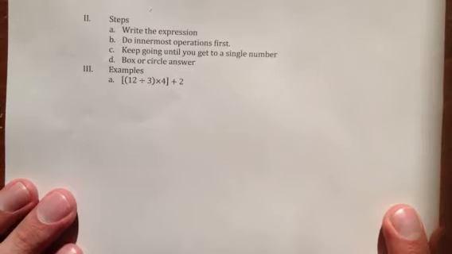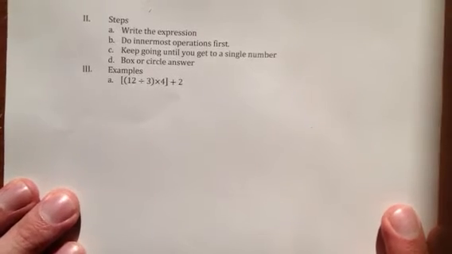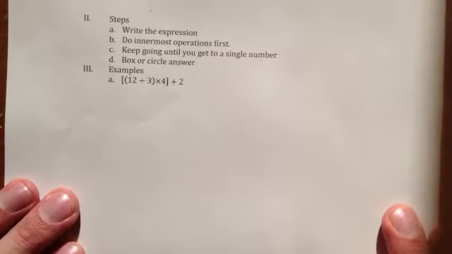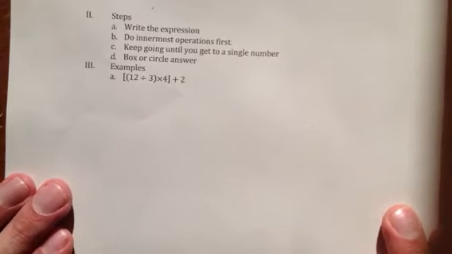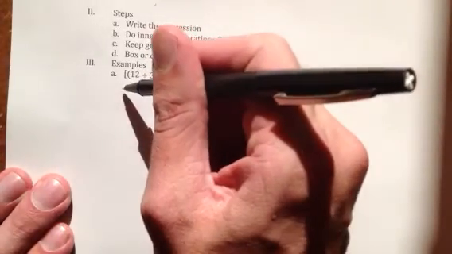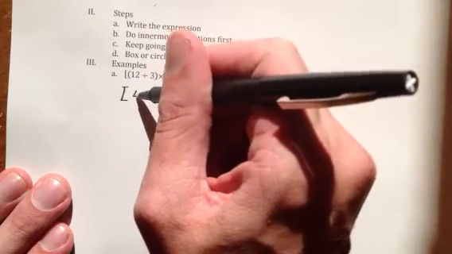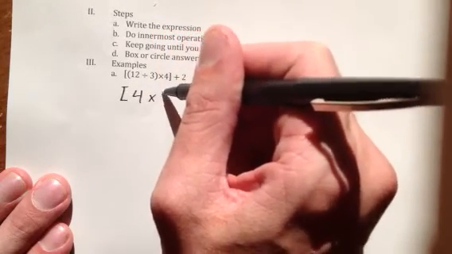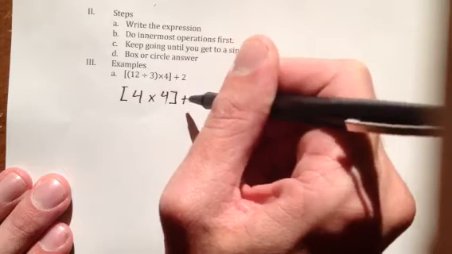So looking at this example, we have two different sets of symbols of inclusion. We have brackets and we have parentheses. The parentheses are the ones that are closest to the middle because they're inside of the brackets. So that means we need to do 12 divided by 3 first, which is 4. And then everything else we just put right back.